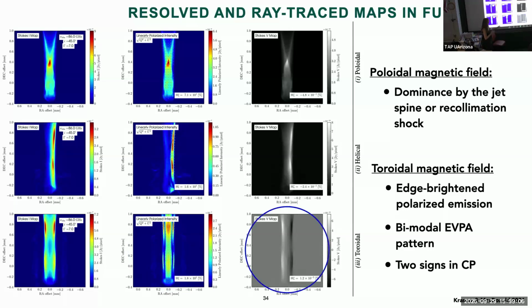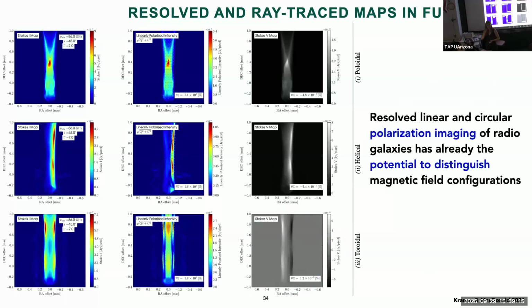And then we further have two signs in circular polarization for the toroidal field. So we have a positive and a negative Stokes V. That means that resolved linear and circular polarization imaging of radio galaxies already has the potential to distinguish between underlying physics, in that case, between underlying magnetic field configurations.